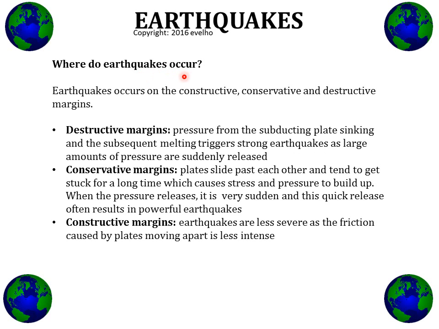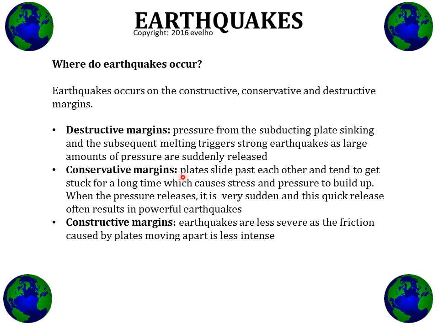So where do earthquakes occur? They occur on the constructive, conservative, and destructive margins. On the destructive margins, pressure from the subducting plate sinks, and the subsequent melting triggers strong earthquakes as large amounts of pressure are suddenly released.